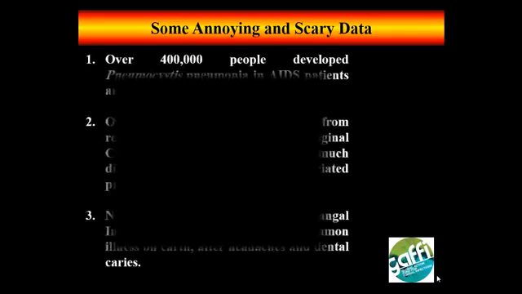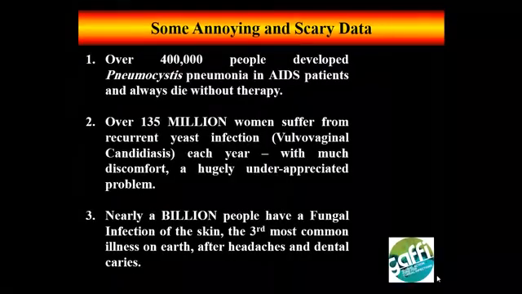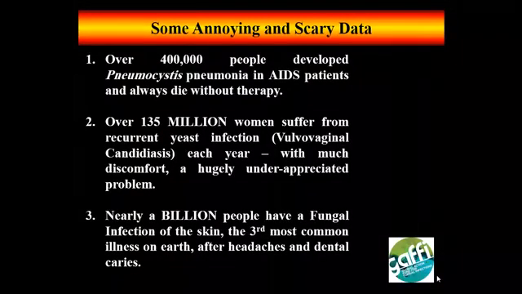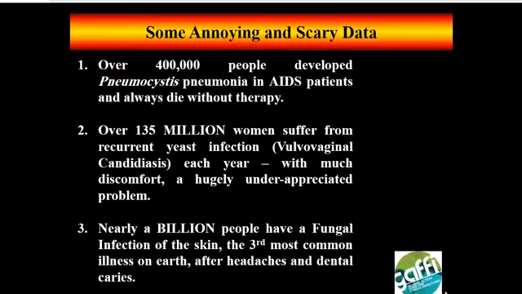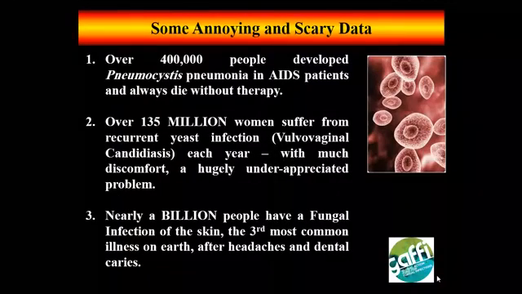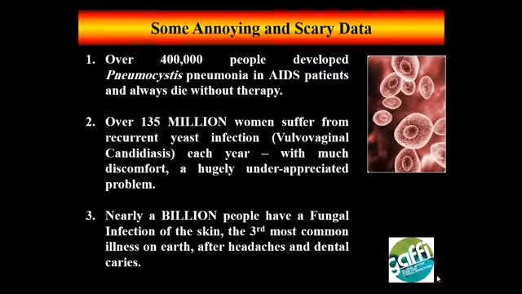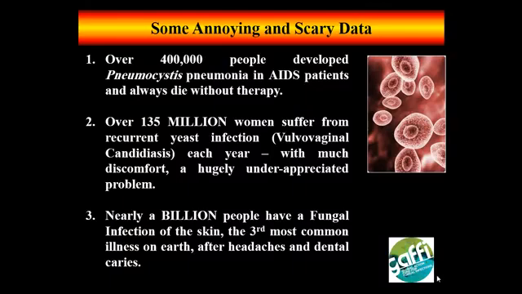So, some annoying and scary data. Over 400,000 people developed pneumonia in AIDS patients, and we know that pneumocystis was described as a fungus in 1980. Before that, it was described as a parasite, and this fungus has killed about 400,000 AIDS patients without therapy, because people did not expect that this infection was due to fungi.